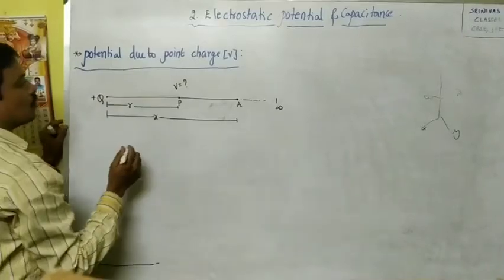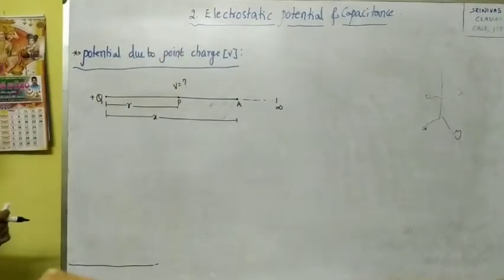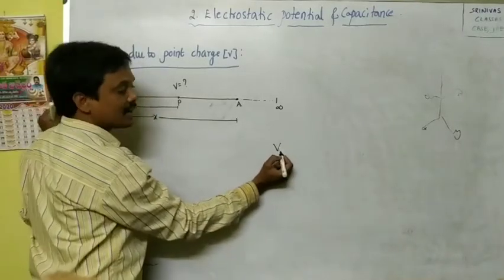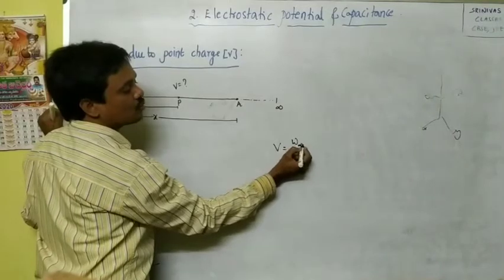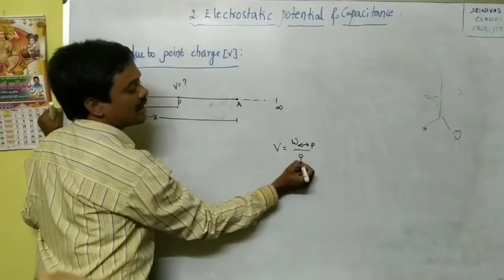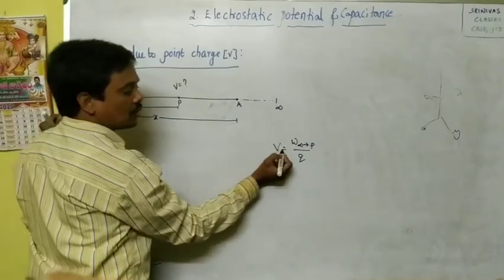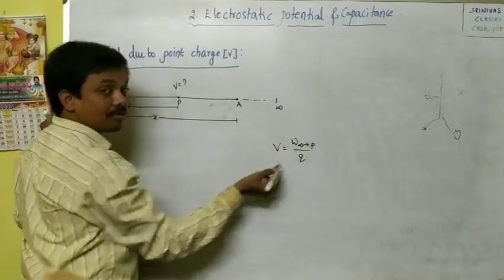Now, what is the potential at a particular point? How will we find out the potential? What is the definition of the potential? Potential at a certain point is equal to the work done to move a Q charge from infinity to that point. We have to write that. And for that, we have to calculate the work done to move the Q charge from infinity to P.